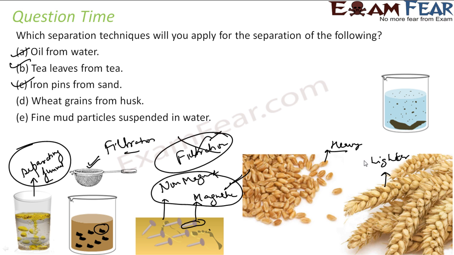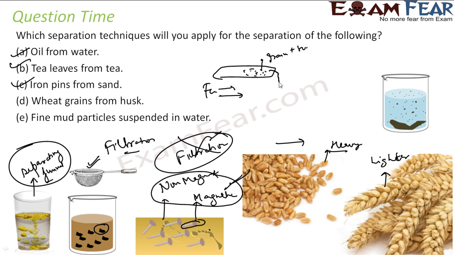Winnowing is where you keep this and put it down, and some wind blows, and with that wind the light particles flow in the air, and the heavier particles settle down. You have this kind of structure, and you put a fan here. Let's suppose the fan will blow air. In this you have a mixture of the whole grain plus husk here.